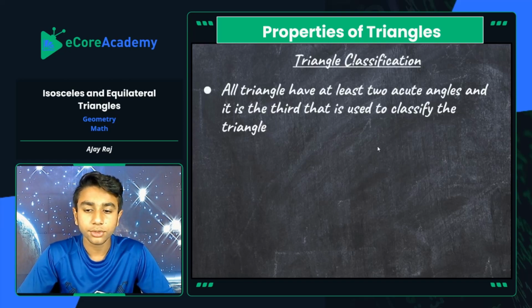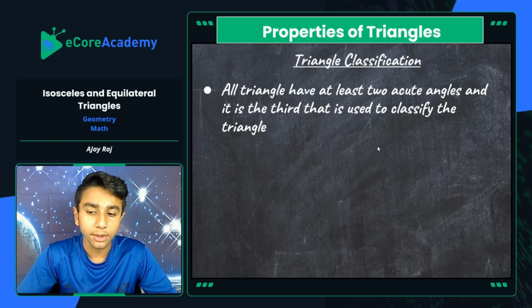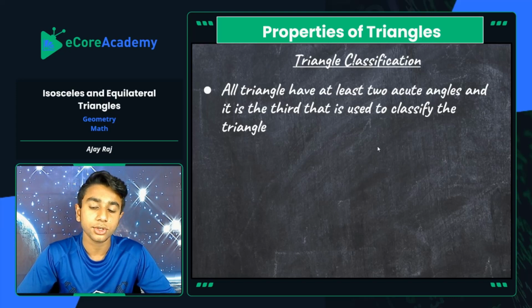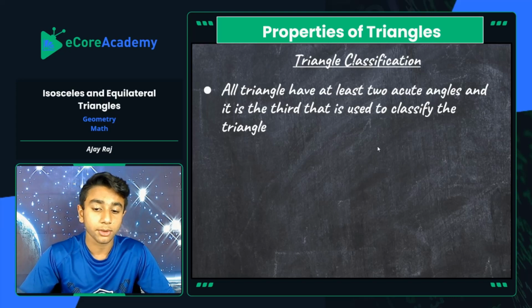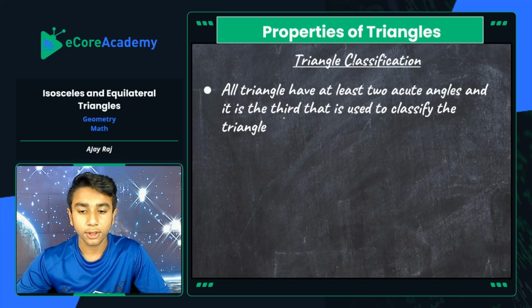So all triangles have at least two acute angles, and it is the third that is used to classify the triangle. What that actually means is that all triangles have at least two acute angles, and your third angle is what's actually used to classify that triangle. It's mandated that you have at least two acute angles due to the triangle sum theorem. So the triangle sum theorem will apply that.